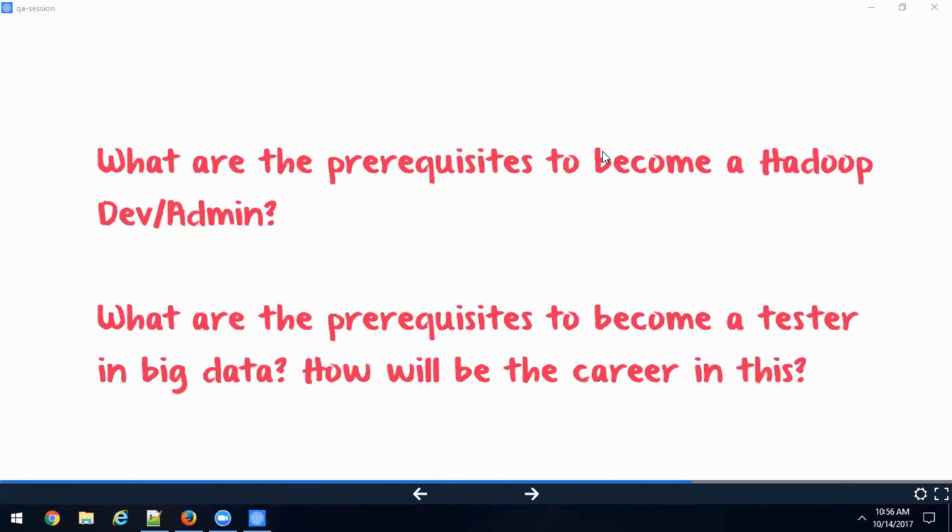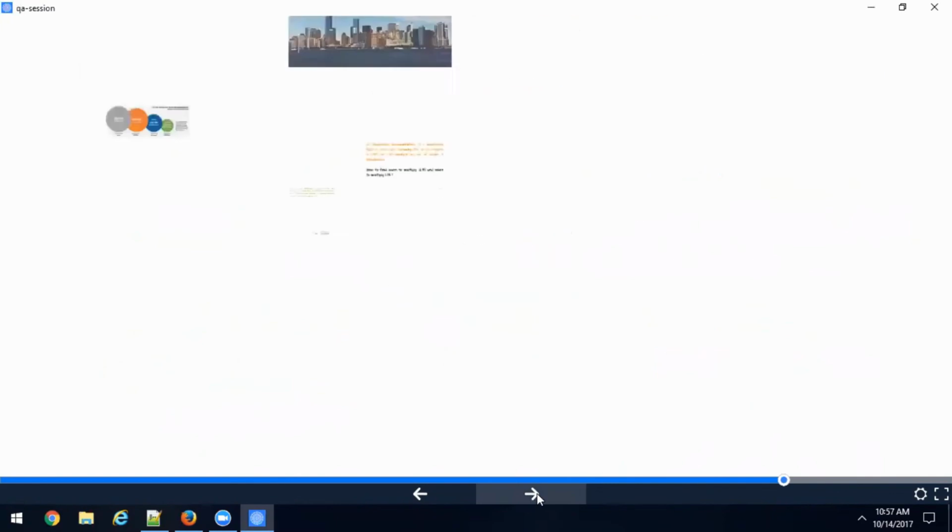As I said, a Sqoop job can bring the data from the table, so you could be testing that. So you need to know that, right? So those are the prerequisites, I think, and those are the roles of Hadoop developers and administrators. And this is where we can really help.